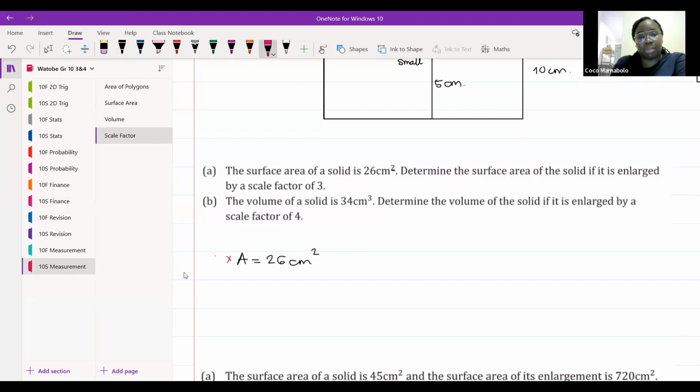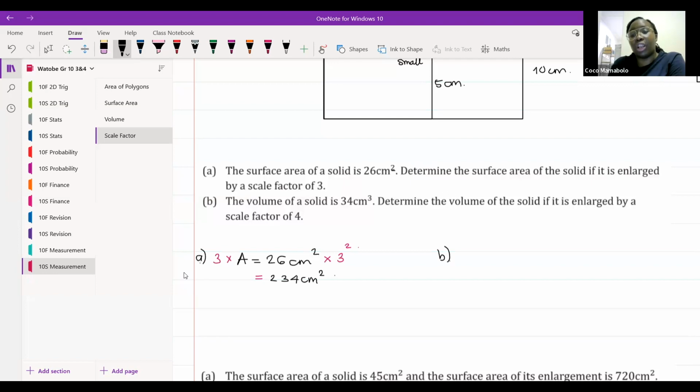Now, they've increased each side by a scale factor of 3. So I know that I'm multiplying by 3 to get the area, but because each side is being enlarged by a scale factor of 3, it needs to be multiplied by 3 squared. Okay, so my new answer is going to be 234 centimeters squared. Right, that's A. Well done, Chloe, that's it. Correct. Now, let's look at B.